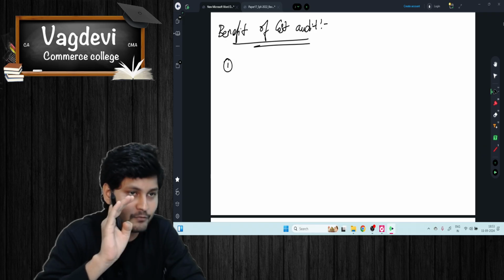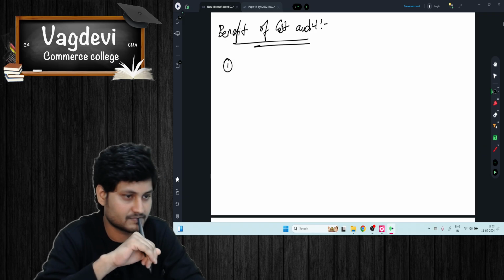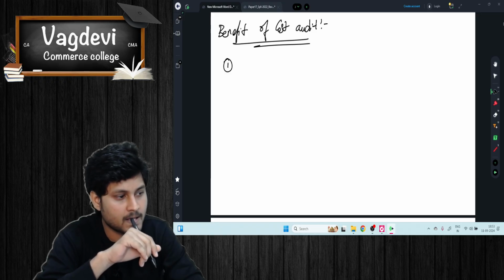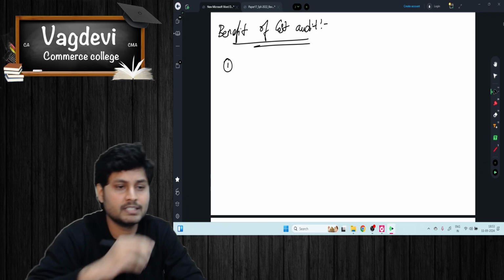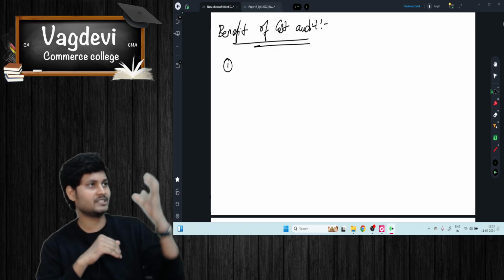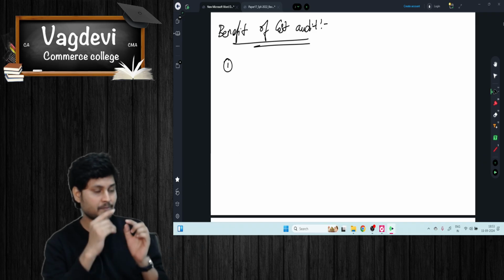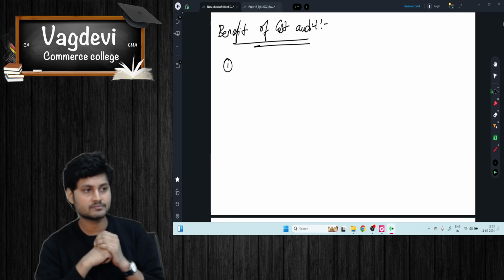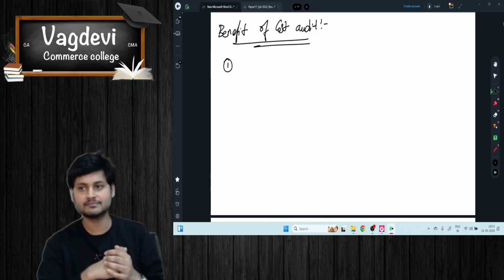accurate inventory valuation. See, you purchased some material in a shop. You need to bring that material to your factory. That transportation cost, will it be added to the material cost or not? Yes or no? Yes, sir.